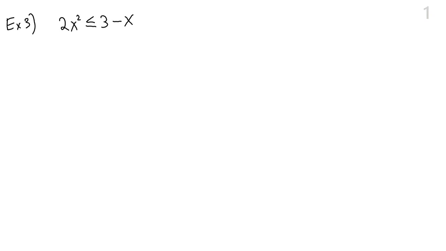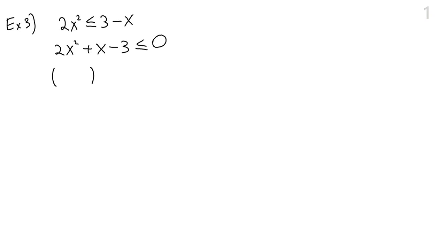Whenever you're manipulating polynomial inequalities, be careful to never divide or multiply by variables. You can subtract and add. You can never multiply and divide by variables because those variables may be positive or negative, and you don't know whether your inequality flips or not. You can always subtract and add variables. So that's what we're going to do here. This is 2x squared plus x minus 3 less than or equal to 0.